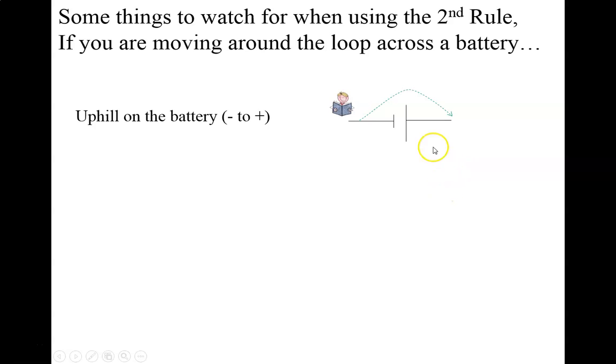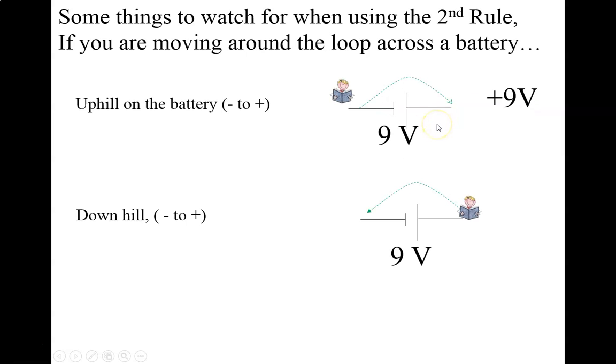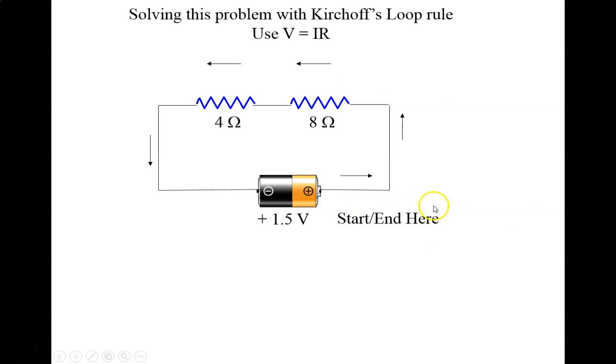Now, if you flow from the negative to the positive side of the battery, flowing with the current on the battery, you gain voltage, so plus 9 volts. If you go the opposite way in the battery, you lose 9 volts. If you follow the current with the battery, you go up. If you go against the stream on a battery, you lose voltage. So that's something to remember.